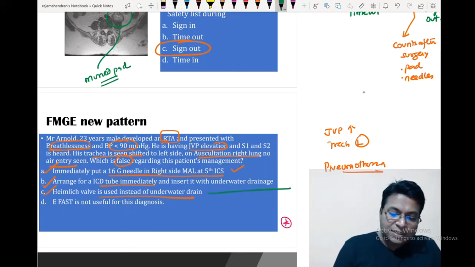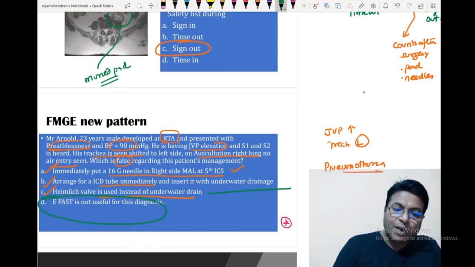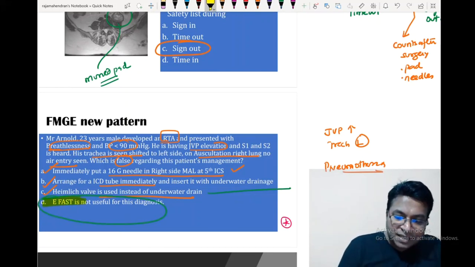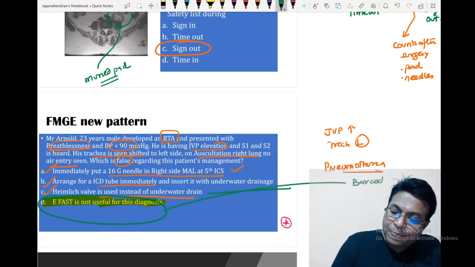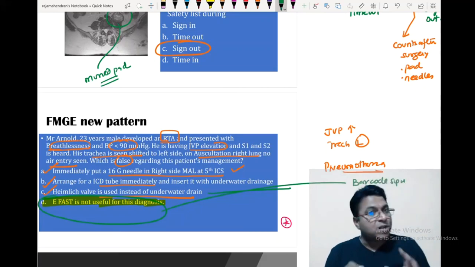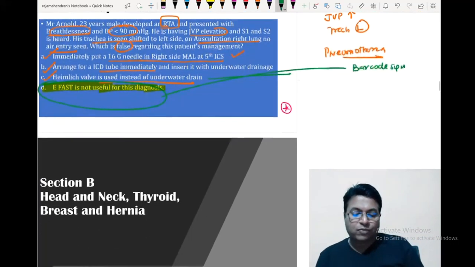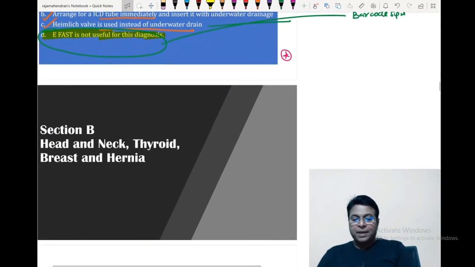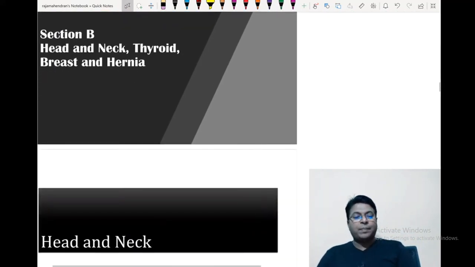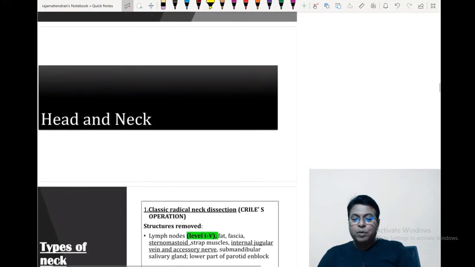E-fast is not useful for the diagnosis. If you have attended the class clearly, you can answer, sir, E-fast I used. What sign did I find in E-fast in a pneumothorax? I found a barcode sign. So E-fast is useful. It is not useful is wrong. E-fast is useful for the patients. Okay, that's the section A. We have completed the general surgery and trauma. We are now moving on to the next section on head and neck, thyroid, breast and hernia, important points.